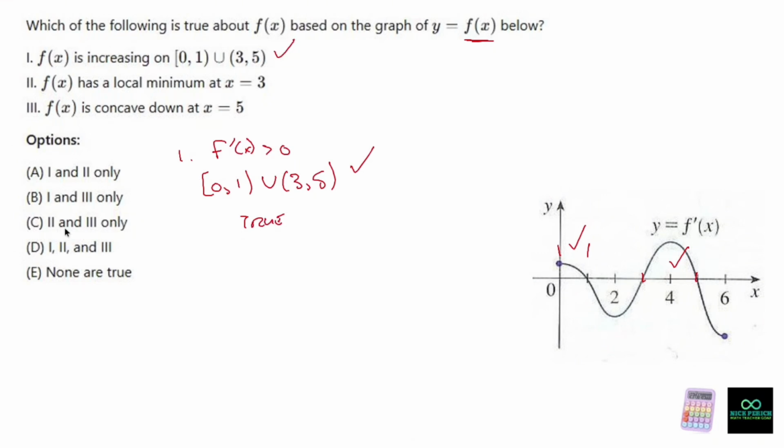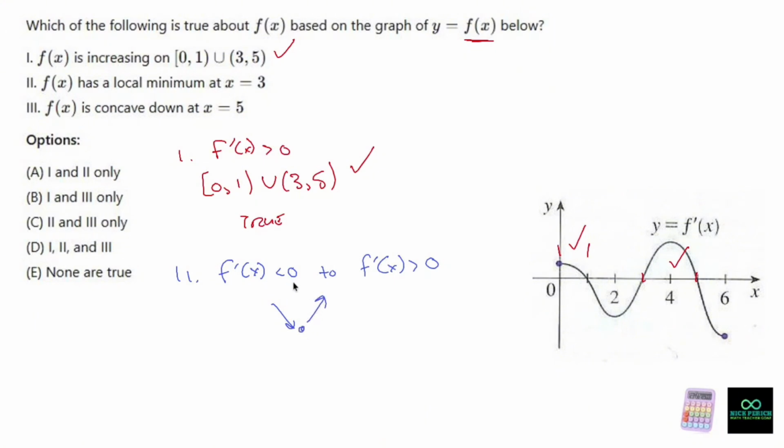All right, let's look at the second option. F of x has a local minimum. Now, a local minimum occurs when you go from a negative slope to a positive slope. Why? Because if it's a local minimum, that means you're going down and all of a sudden it hits 0 and then you're going up, so you have a minimum.